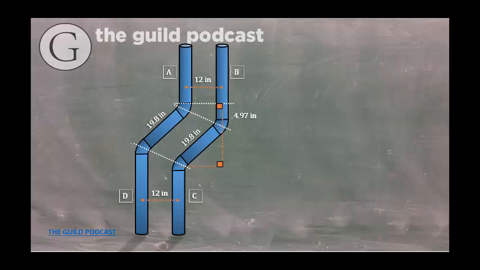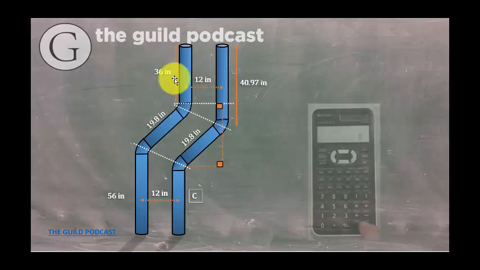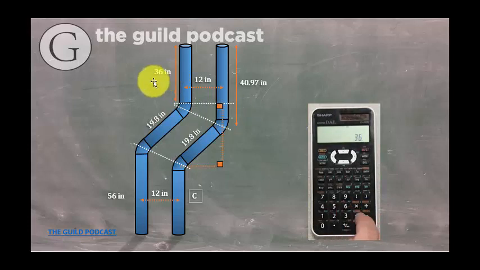In the next demonstration, you're going to see that I just start writing in some of my numerical values, and with that, I start working my way around the drawing. In this case, I'm just going to say that this length of pipe from here to here is 36 inches. Therefore, I can find out how long the length of pipe B is by simply adding the length of my extension to the 36 inches. So the 4.97 gets added to the 36, and therefore I have 40.97 inches.